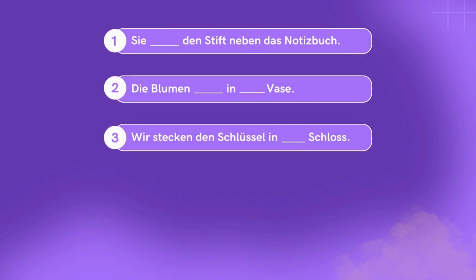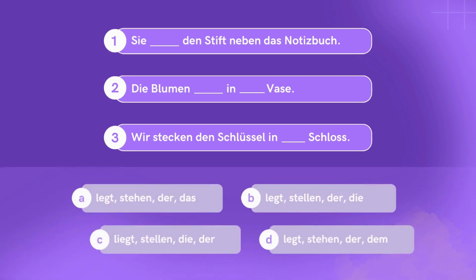Sie den Stift neben das Notizbuch, die Blumen in Vase. Wir stecken den Schlüssel in Schloss. A: legt, stehen, der, das. B: legt, stellen, der, die. C: liegt, stellen, die, der. Or D: legt, stehen, der, dem.